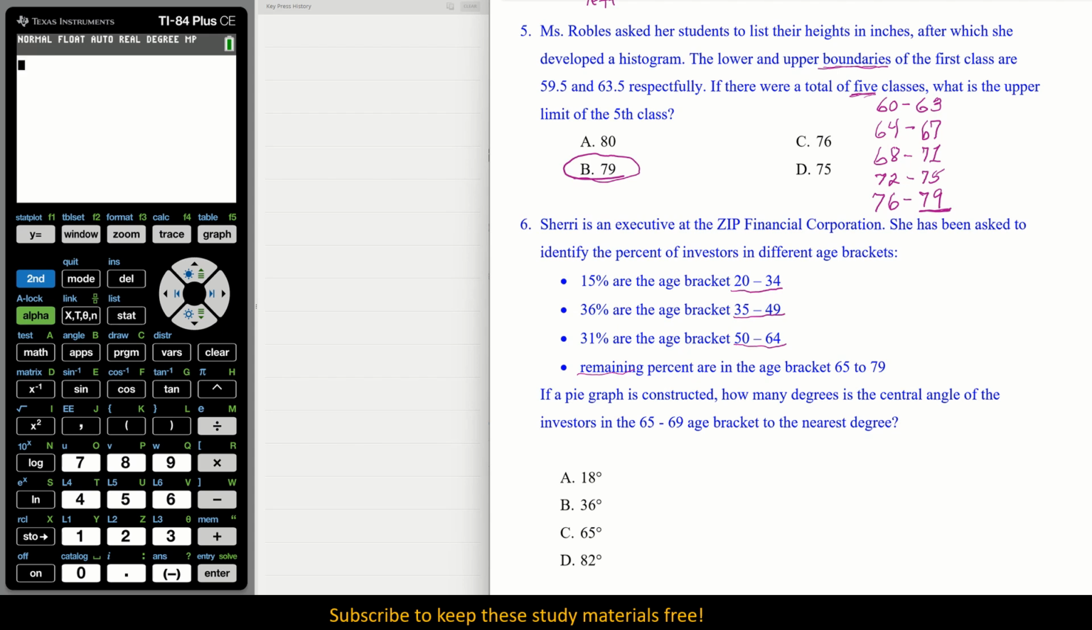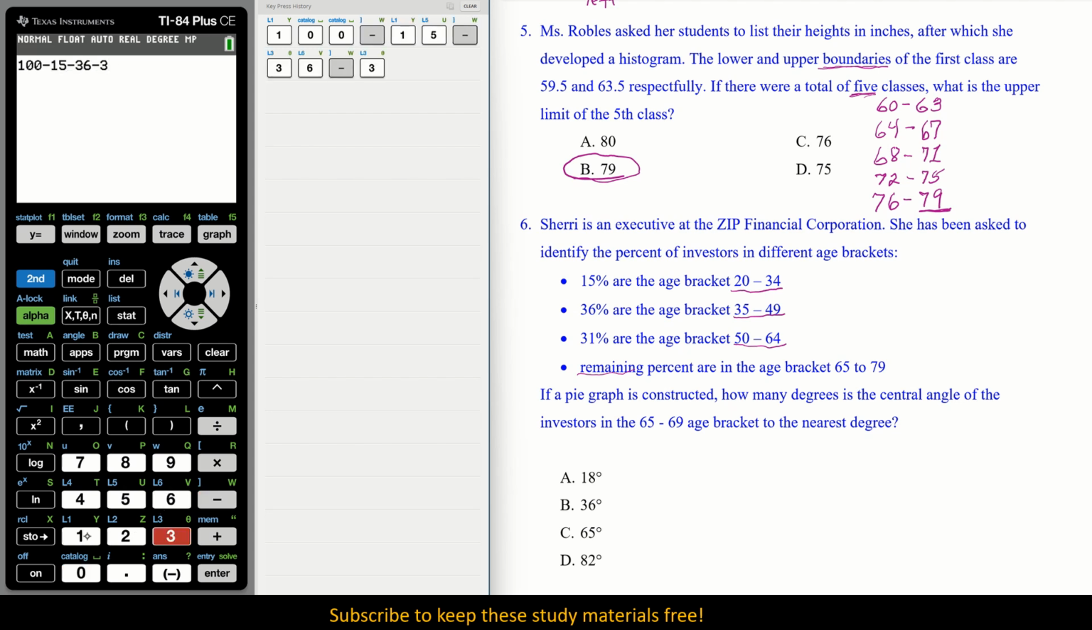Okay, well, what do we know what the remaining is? You must have 100% when you're said and done. So this means we need to subtract the numbers we have from 100. So let's just do that. So we know we have to have 100 when we start out. So now we say minus 15 minus 36 minus 31. Okay, push enter. Then we know this last age bracket, that will be 18%.